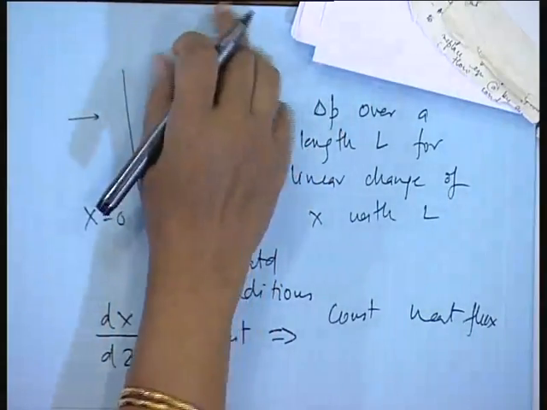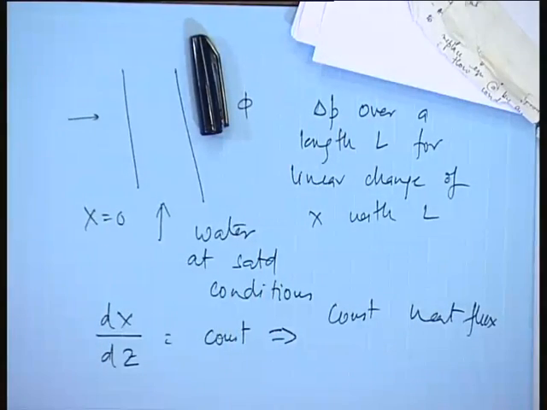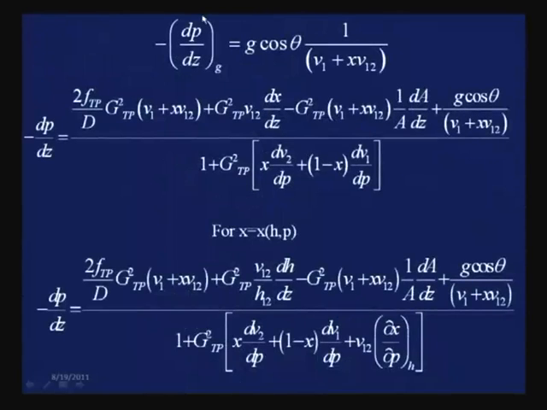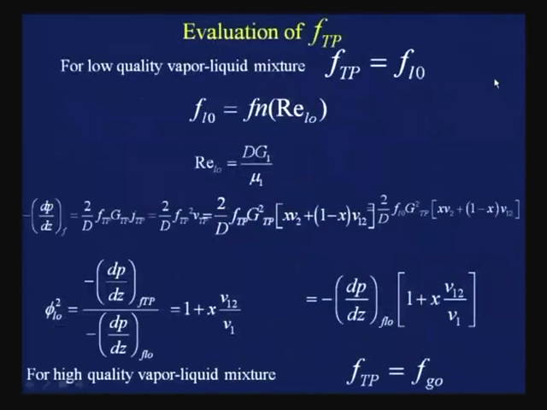Naturally my starting equation should be, from here I should obtain the frictional pressure gradient, and from here the acceleration pressure gradient can be obtained, and from here the gravitational pressure gradient can be obtained. If I add all three, then I should get the total pressure gradient. Once I integrate it over length, I should get the total pressure drop, right? Now, notice certain things.